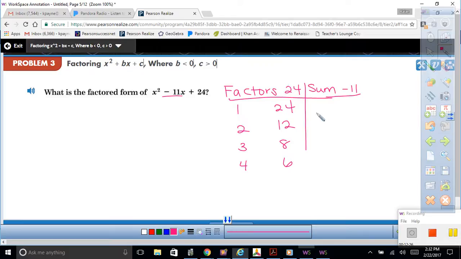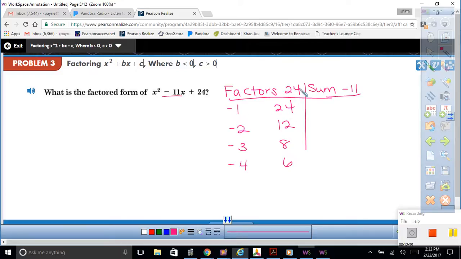But if you'll notice, when I add these together, I can't get a negative number. A positive plus a positive is a positive, right? And I can't just make one of my numbers negative, because a negative number times a positive number would be negative 24. So these aren't the factors of positive 24. These would be the factors of negative 24. The negative times a positive is a negative.